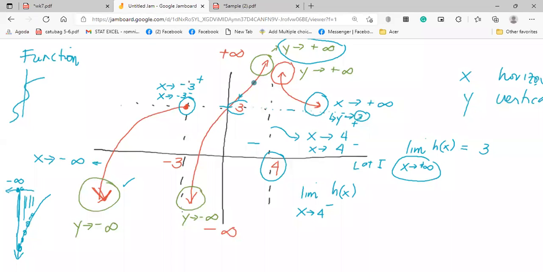Ito yung ordered pairs kasi class. Kumbaga, nasan yung graph? Ang literal na ibig sabihin nito, nasan yung graph na pinakamalapit sa left ng 4? Di ba ito yung graph na pinakamalapit sa kanya? Anong ginagawa ng graph? Anong ginagawa ng y? Y keeps on increasing. We call this one as infinite limit. O ganyan. Infinite limit. Bakit? Kasi infinite ang ginagawa ng y values.